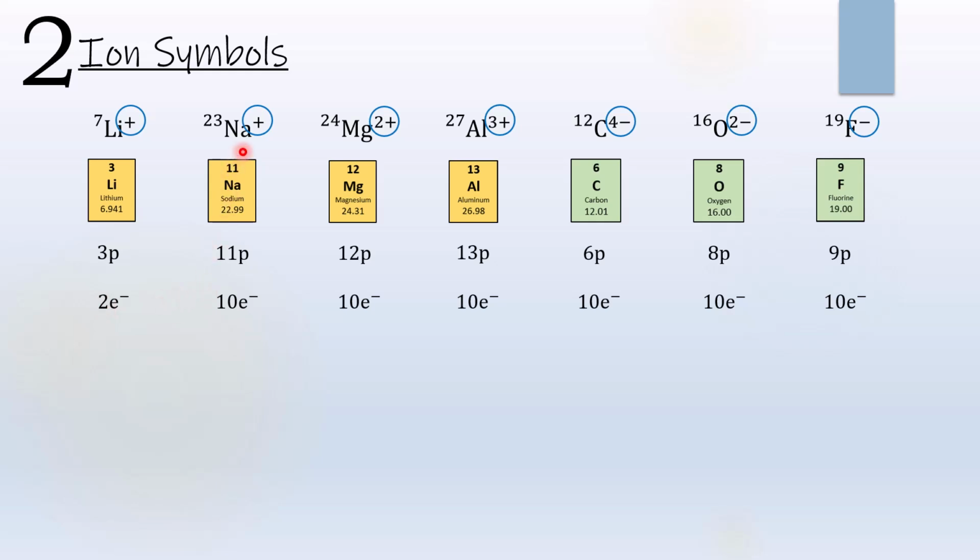These are very common ions that form for these different elements, and matter of fact, they all have the same number of electrons. Why would that be? Well, we'll discuss that in a later video.